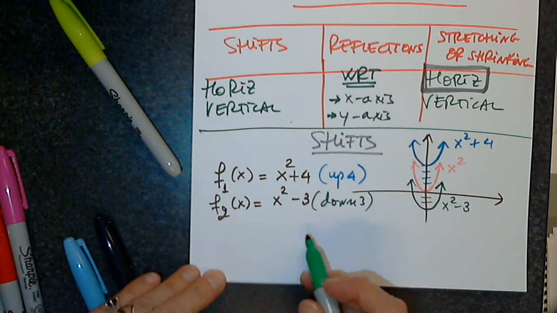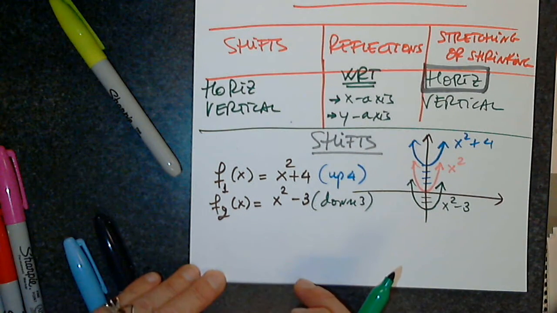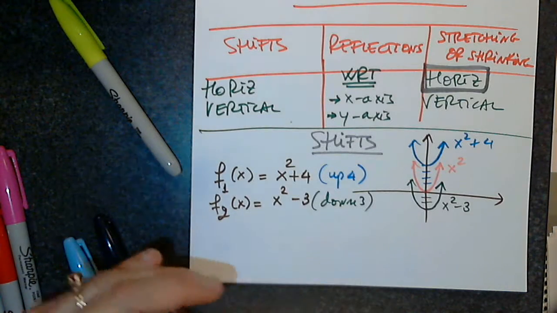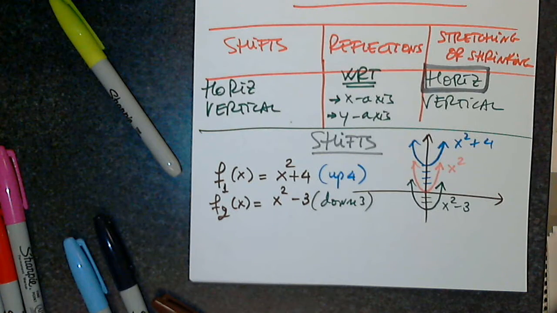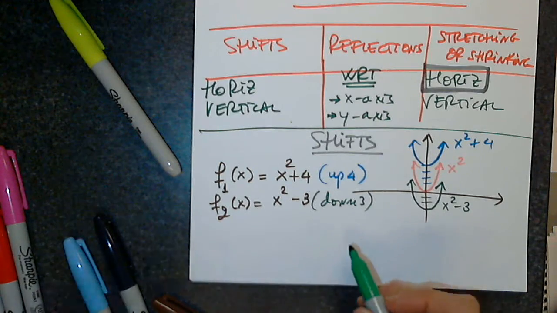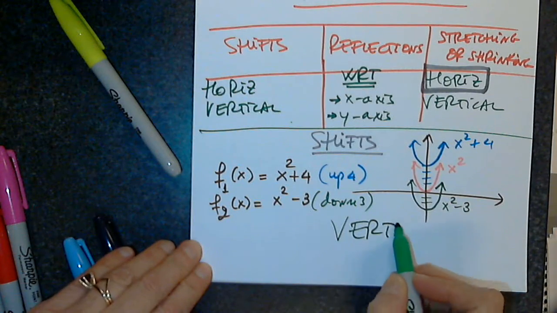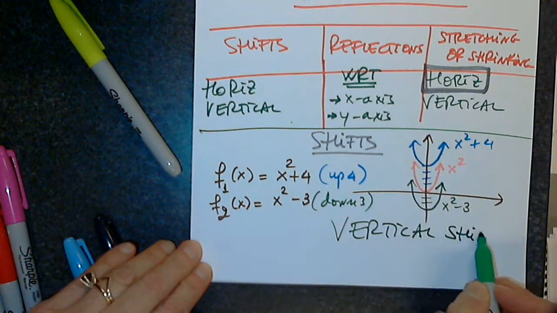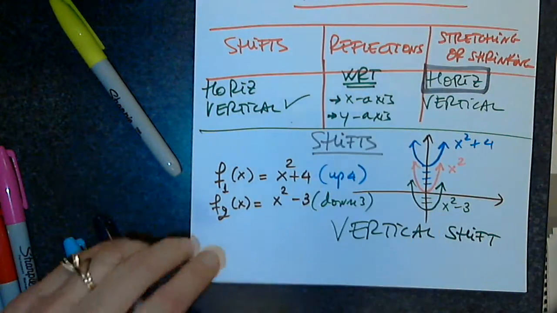So this was a horizontal or a vertical? Was it a change in x? When I change x, I move horizontally. When I change y, I move vertically. So is it a vertical shift or a horizontal shift? So this is done.